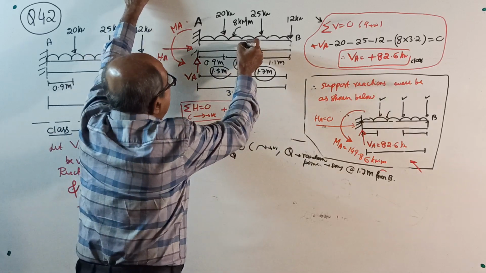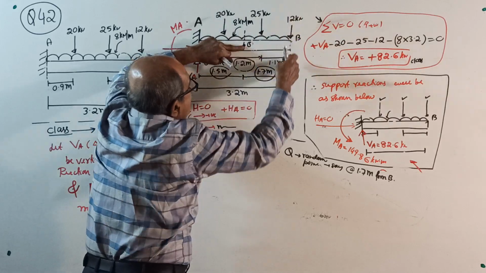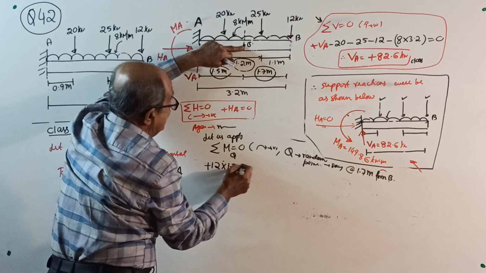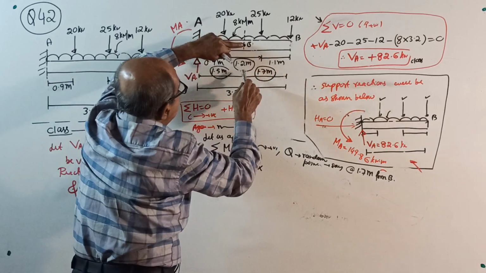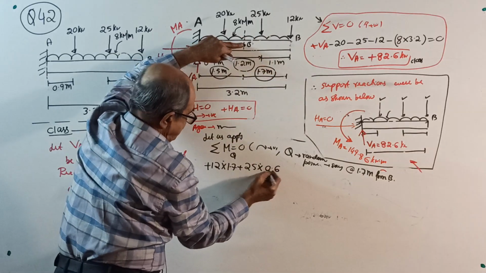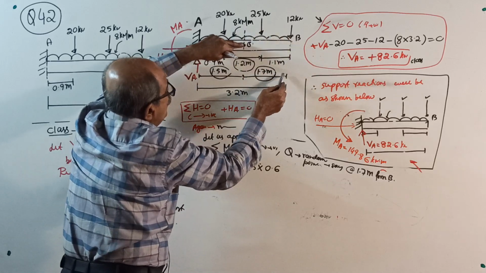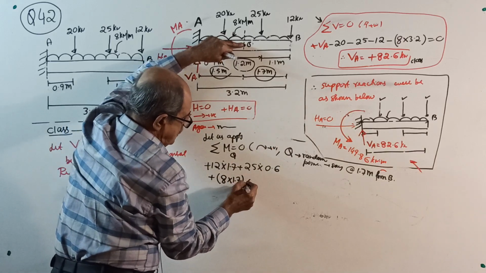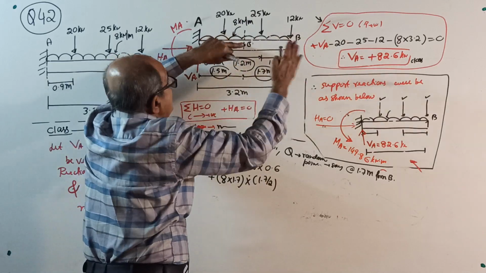Now take moment about Q. Start here, look at that side. 12 into 1.7 clockwise, plus 25 into, this is 1.7, this is 1.1, this will be 0.6, plus UDL of 8 kilonewton per meter for 1.7 meter. 8 into 1.7 is the total load, into 1.7 by 2. All these are clockwise from that side. Come to this side.